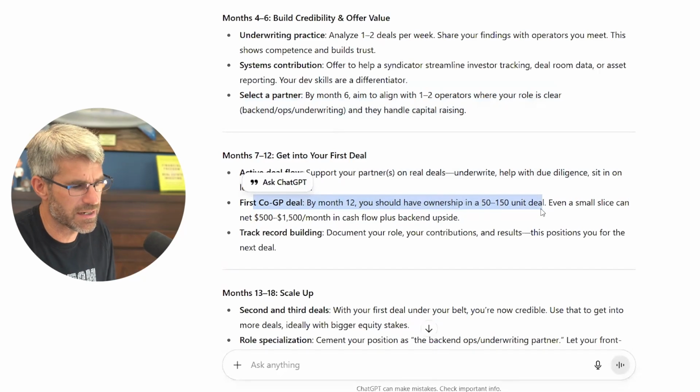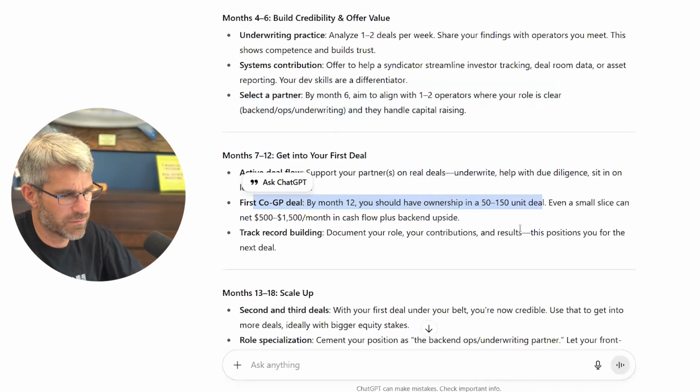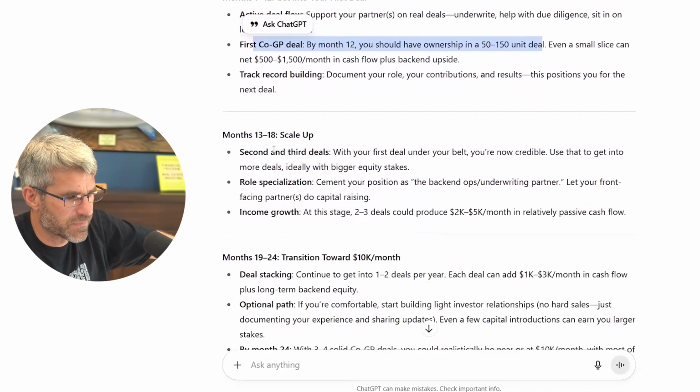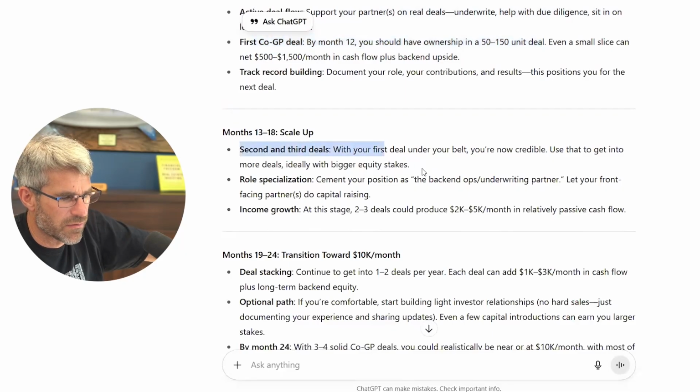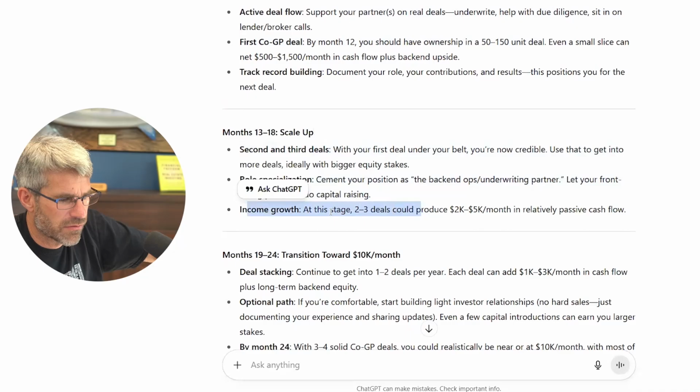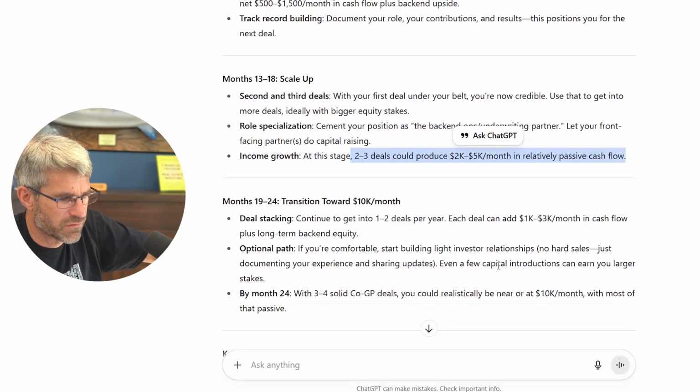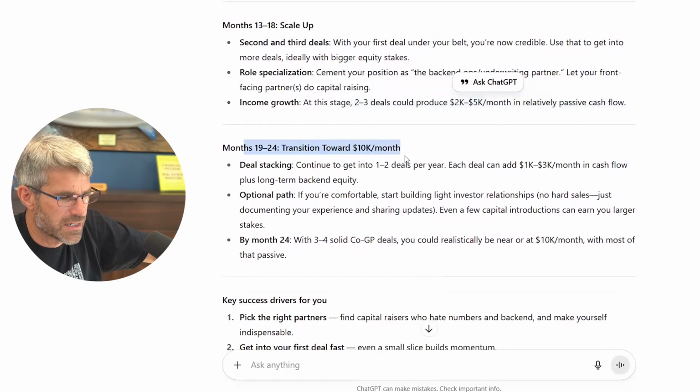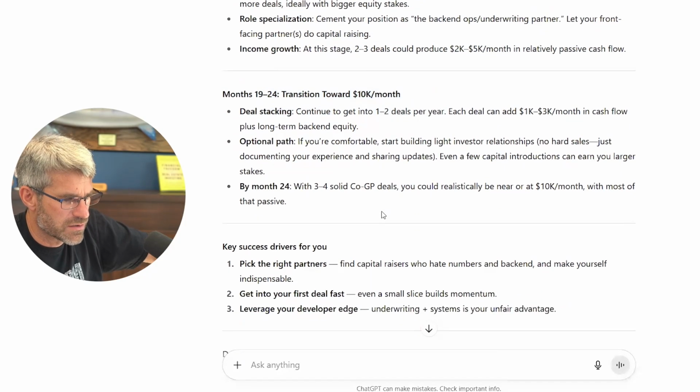Even a small slice can net $1,500 in cash flow plus back end upside. And then you're scaling up: second and third deal, role specializations, income growth. At this stage, 2 to 3 deals could produce $2,000 to $5,000 in relative passive cash flow. And then you're transitioning into $10,000 per month. So this is kind of like the 1 to 2 year roadmap.